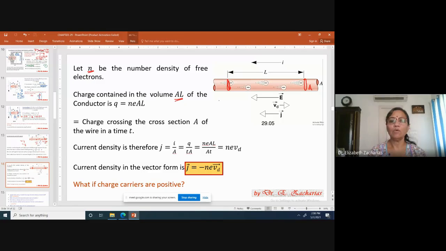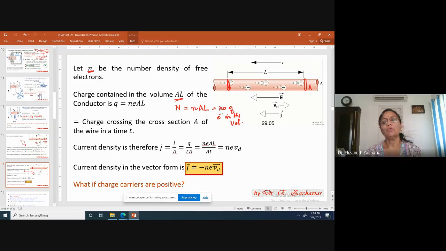Then what will be the number of free electrons available within this volume? Let it be capital N. So, how do you relate small n, A and L? Small n is a number per meter cube. What is the number in a volume AL? Small n into A into L is the number of electrons in the volume.